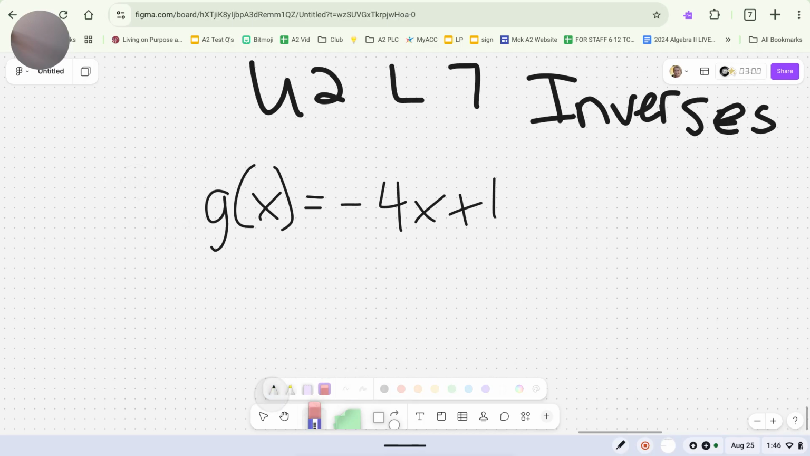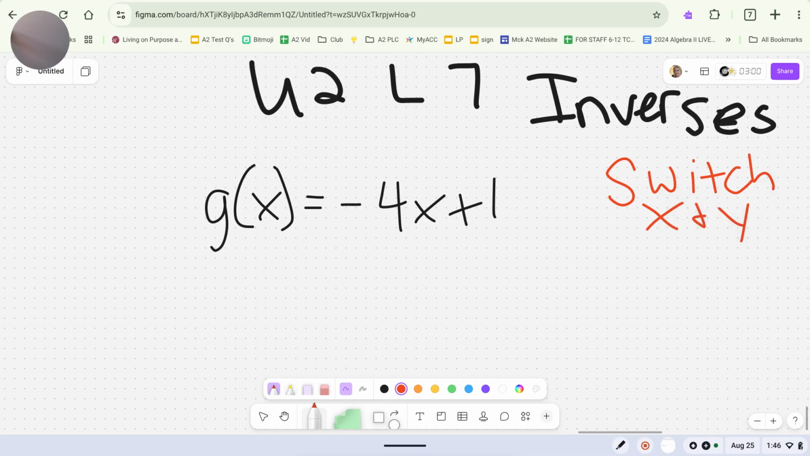Now, if I'm going to do an inverse function, the only thing that you do is you switch your x and y. We've already talked about this, I think, in another lesson. And then you solve for y. That's it. And it gives you the inverse. But this is how you do it. So this is an example.